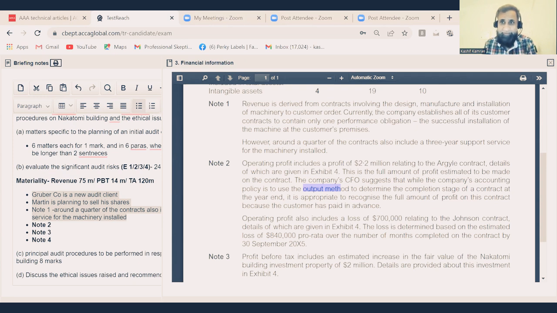The output method says you need to determine the stage of completion, and on the basis of that, you recognize the profit. There is a risk of management bias, right? The higher the profit, Martin will get good share prices. Why are they recording the revenue in full? Because that will give good share prices to Martin. Agree? Agree with that, all of you?